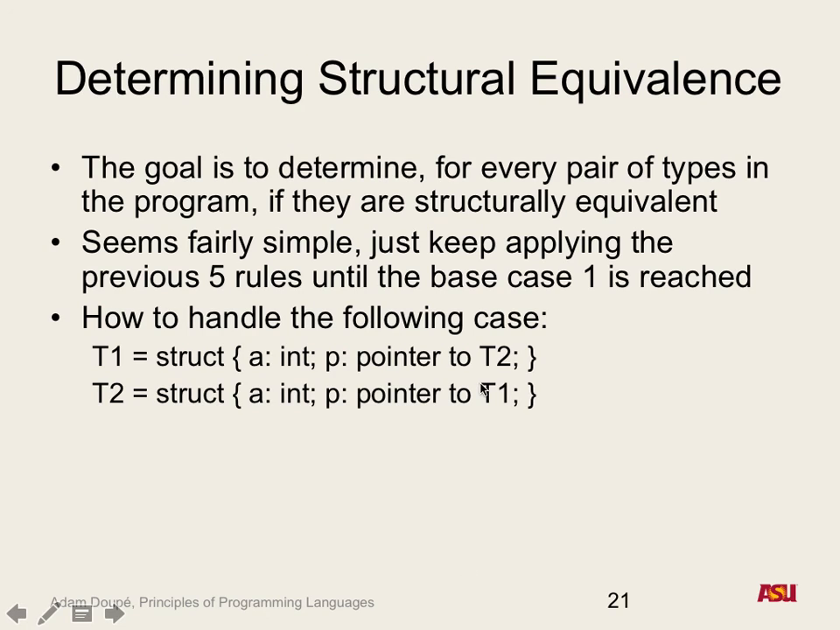How do we solve that? Yeah, pointers are only equivalent if what they point to is structurally equivalent. So these would be equivalent if T2 is structurally equivalent to T1. How do we say if T2 is structurally equivalent to T1? Same. If int is structurally equivalent to int, and if pointer to T2 is pointer to T1. So should we loop forever? What should we do? Are these the same? Yes? No?